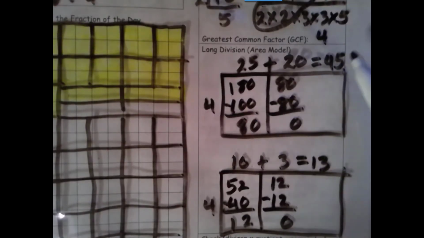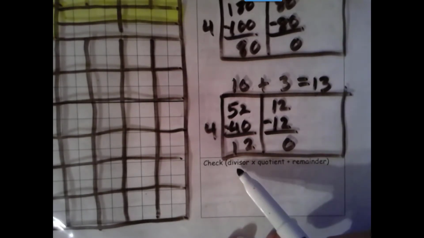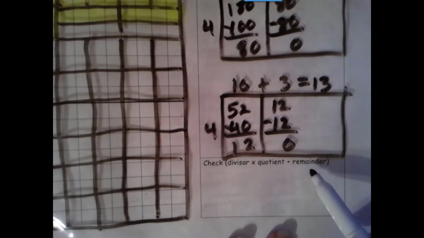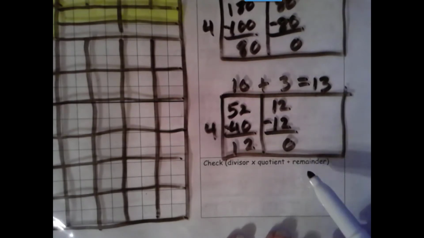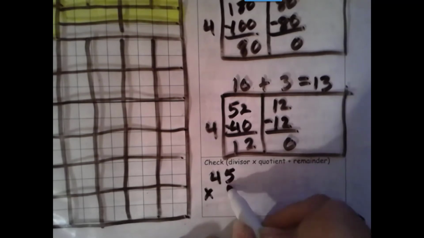Now we're going to check our answers. Divisor times quotient plus remainder. These are called inverse operations because first we're going to do the inverse of division, which is multiply. 4 times 13. And then we do the inverse of subtracting, which is adding. But since both of our remainders are 0, and the identity property of addition says when you add 0, it stays the same, we don't need to actually add the 0.